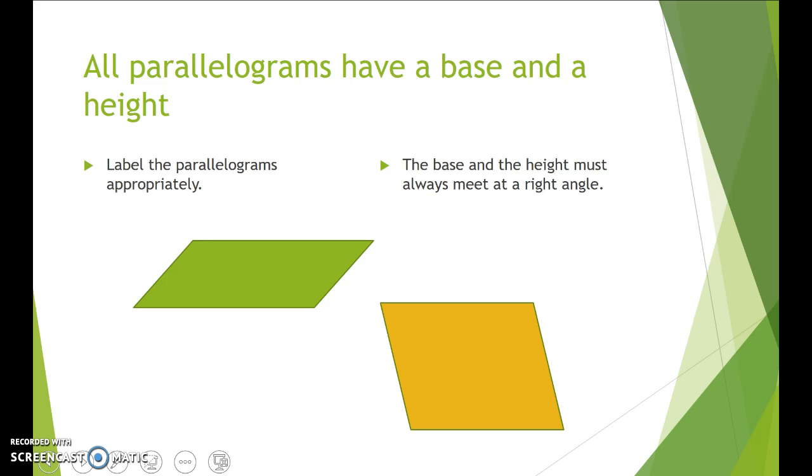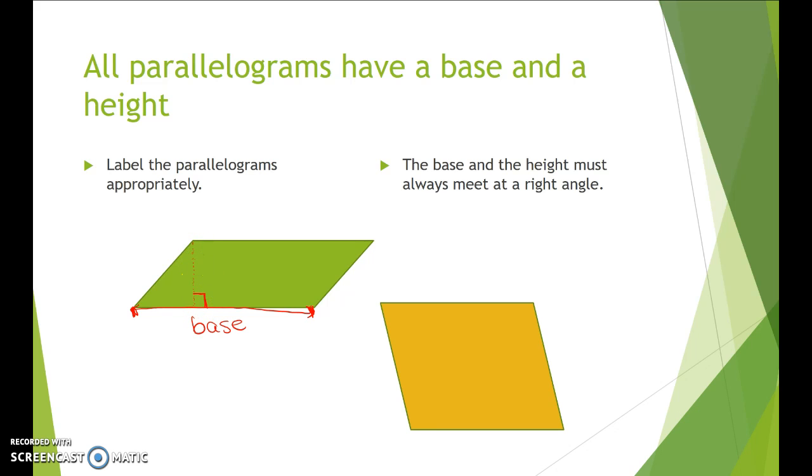Okay, so let's label the parallelograms appropriately. Every parallelogram has a base and a height. You might have called it something different before. So this is the base, right? The line segment that is the base of the parallelogram. Now, the height of the parallelogram is a line segment that meets the base at a right angle and runs from one base to the other. So it meets at a right angle.